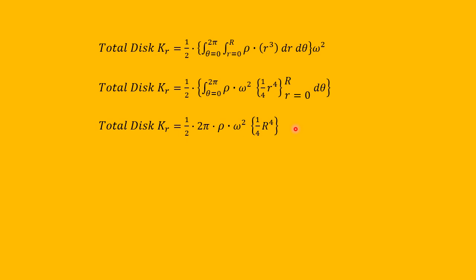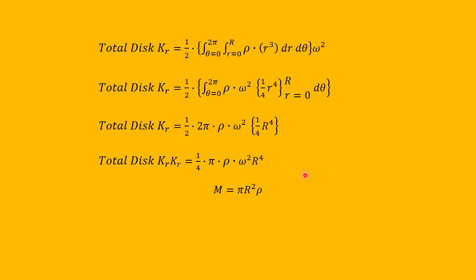It's in terms of the angular speed, omega, the mass density, rho, and also the radius of that rotating disk. So now we can rewrite that because we have a 1/2 times 2 times a fourth here. That just gives us a fourth. So the total disk kinetic energy of rotation can be written this way.